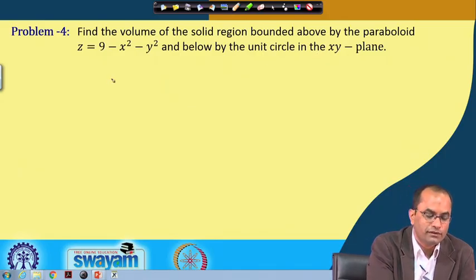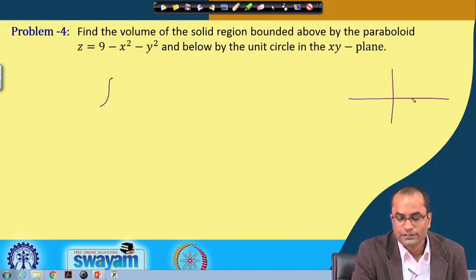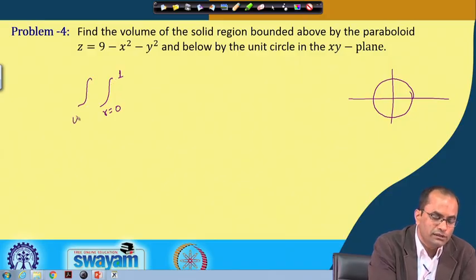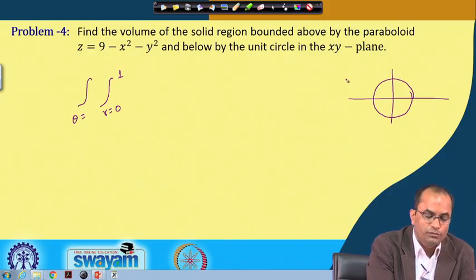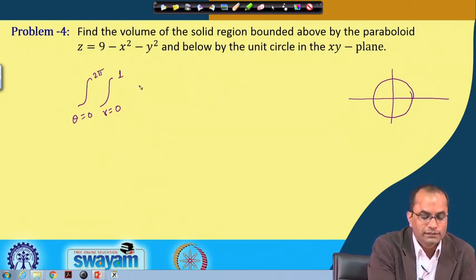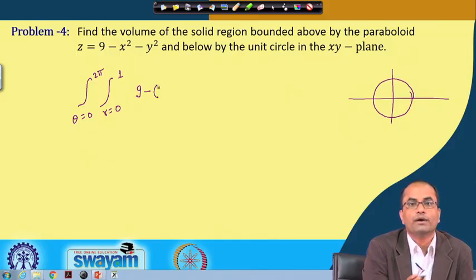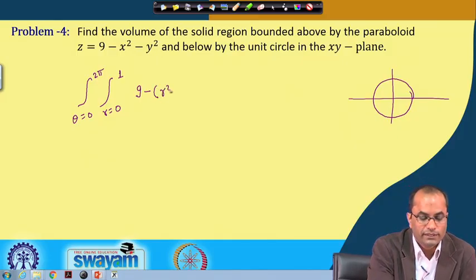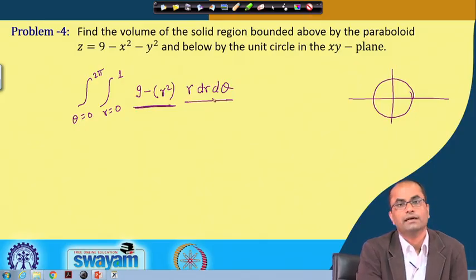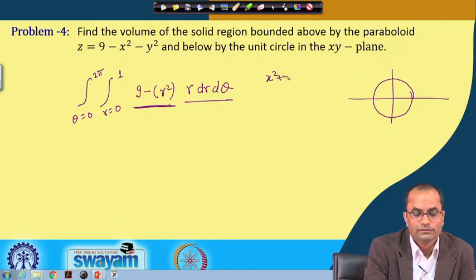So, we know the region now, and we can easily draw the limits. So, r will go from 0 to 1, since we have the unit circle. For the limits of theta, it will be from 0 to 2 pi, and we have the integrand 9 minus x square plus y square, which will become r square in polar coordinates, and then we have r dr d theta. So, that is the integrand here, and then this r dr d theta. This x square plus y square in polar coordinates becomes r square.